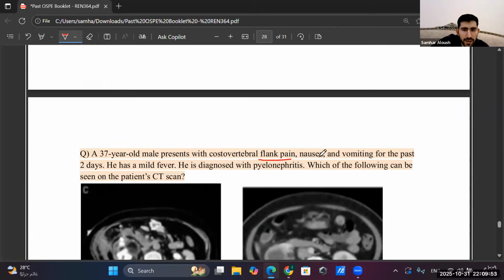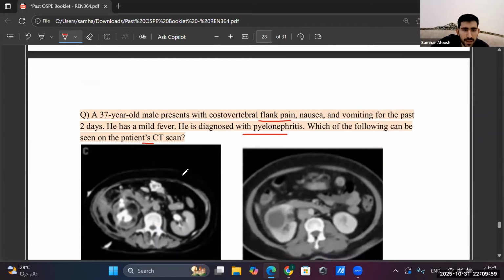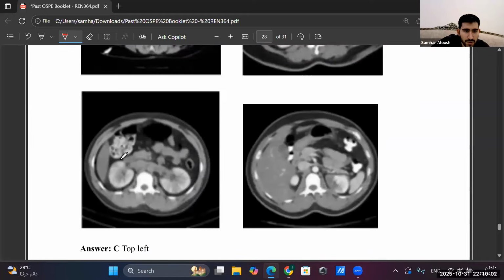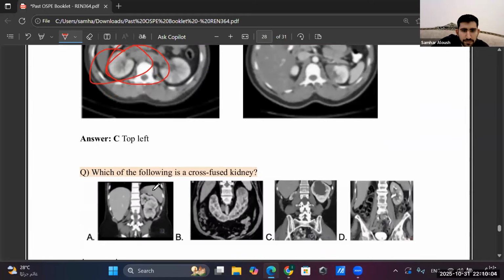A patient with flank pain, nausea, and vomiting, so it's like pyelonephritis, I guess. Diagnosed with pyelonephritis, yes. Which CT scan? It's the one that has striations. So look here, it's striations.